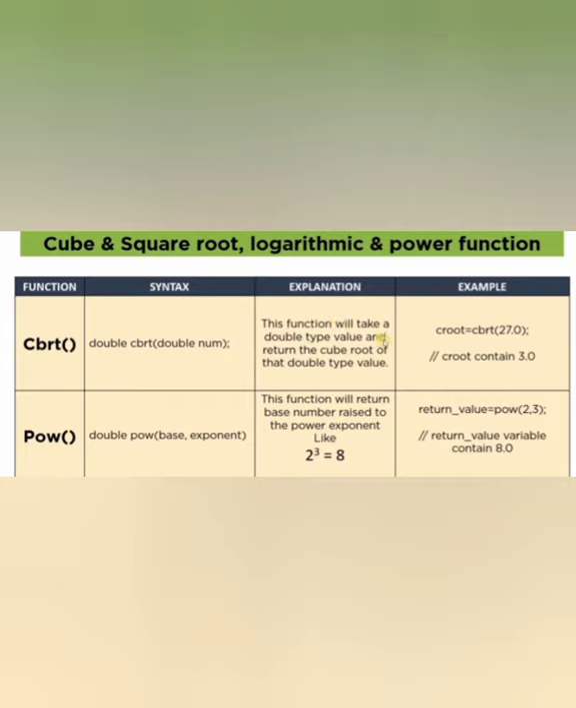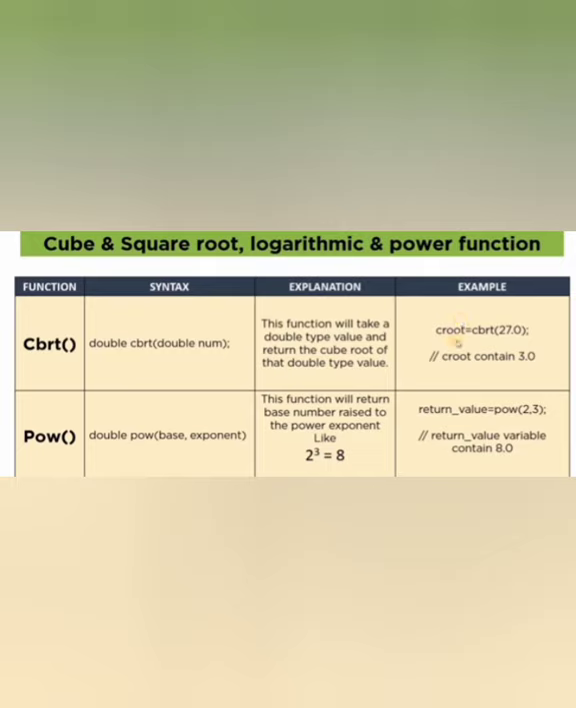So the syntax is double, then space, cbrt, then in the brackets a double number. If it is an integer number like 3, 7, anything, you just write inside 7.0 or 27.0 likewise. So it is a double number.